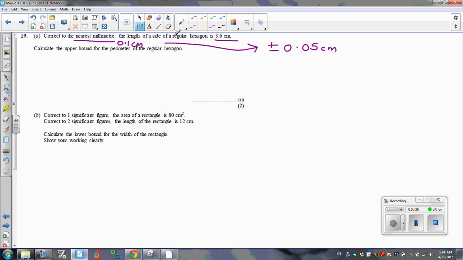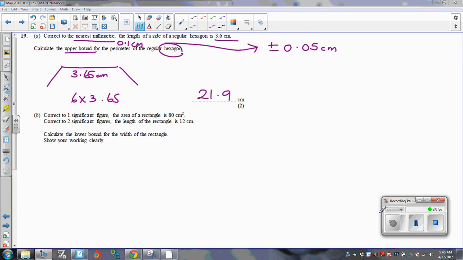So the upper and lower bounds, well, we only actually want the upper bound for the perimeter, which is going to come from the maximum side length. So the upper bound for each side is going to be 3.65 centimeters, so 3.6 plus 0.05. And if we want to find the largest possible perimeter, well, a hexagon has got 6 sides, so we're going to need 6 of those, 6 times 3.65, and that comes out as 21.9 centimeters.